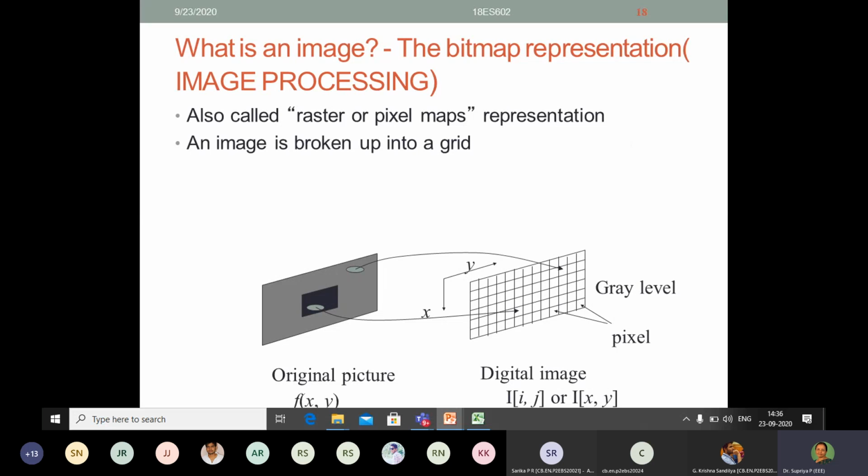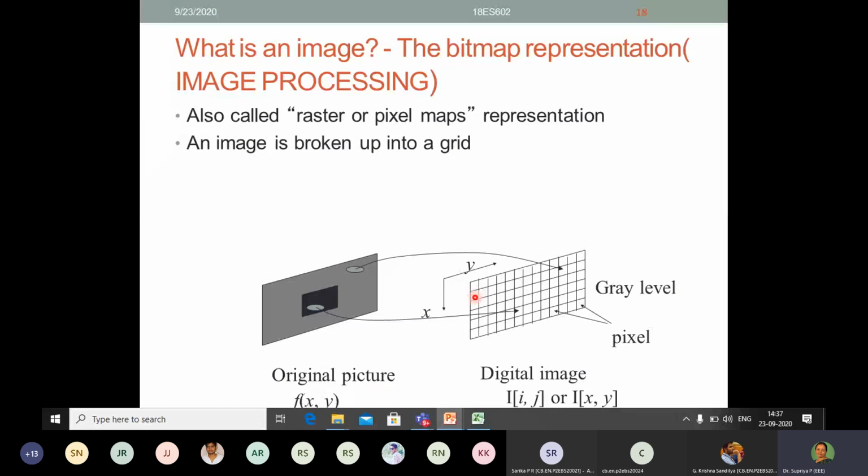raster type representation. The raster type representation is the usual representation. The reason being, what is being done is the image is broken into grids, which means you could see here it is all uniform, and these grids represent x and y directions, and the number of x and number of y depends upon what type of image you require. And as was mentioned here, f represents the intensity.